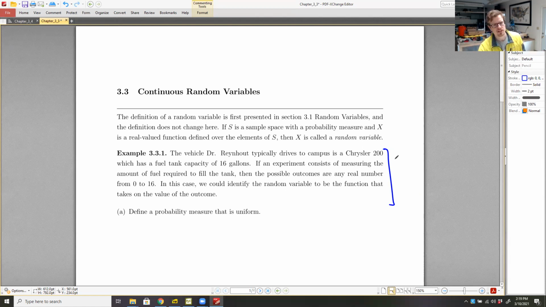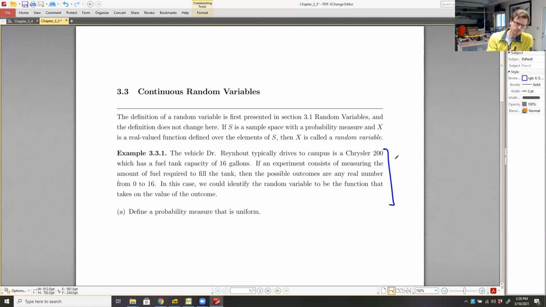And if I left it rounded to the nearest tenth, then I would actually have a discrete sample space. But if I could measure the exact amount of fuel that was put into the gas tank, then I would have a continuous sample space because I can put in between 0 and 16 gallons of gas. And so that makes sense. I can measure amounts, volumes. I can consider that a continuous variable.